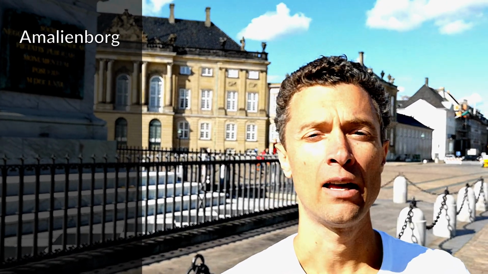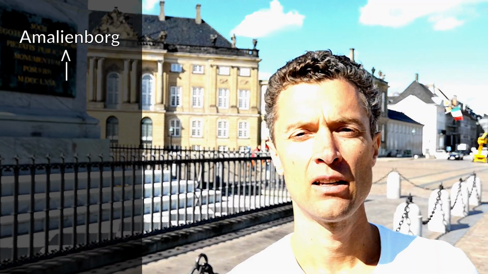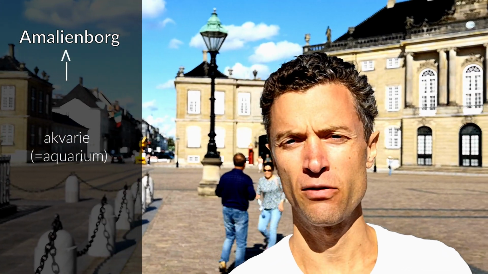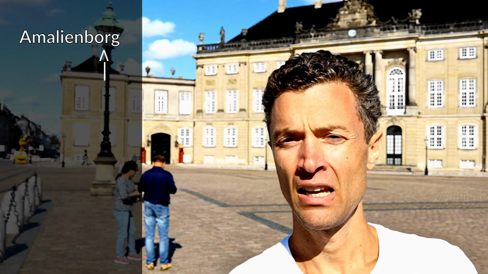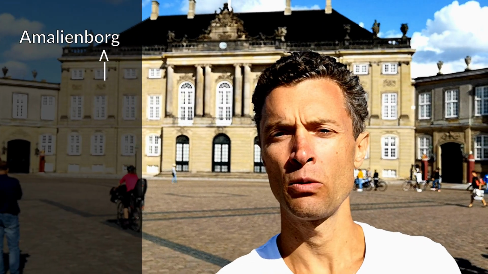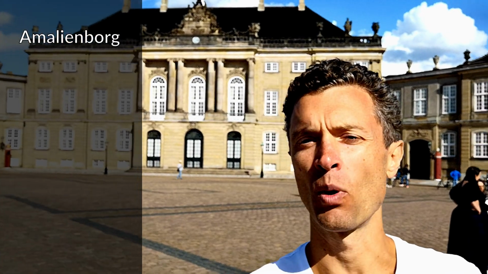Amalienborg. And then we can look at the L-I-E, which is a Y. The I-E especially is often a Y sound. We can see the same sound in familie or in akvarie. And then we have the borg, where the vowel is an O, and the RG makes kind of a rounded U sound again. Borg, round the lips a bit in the end. Amalienborg.